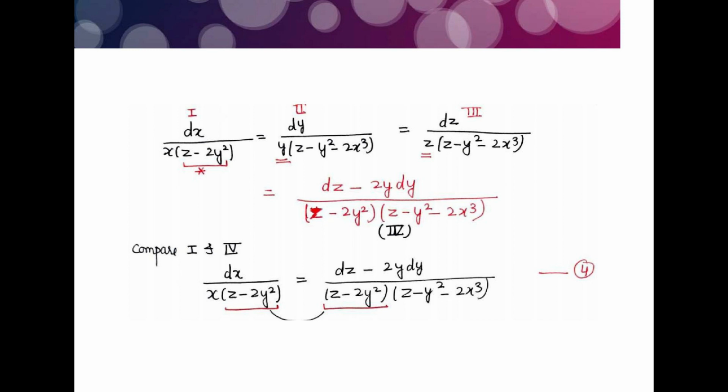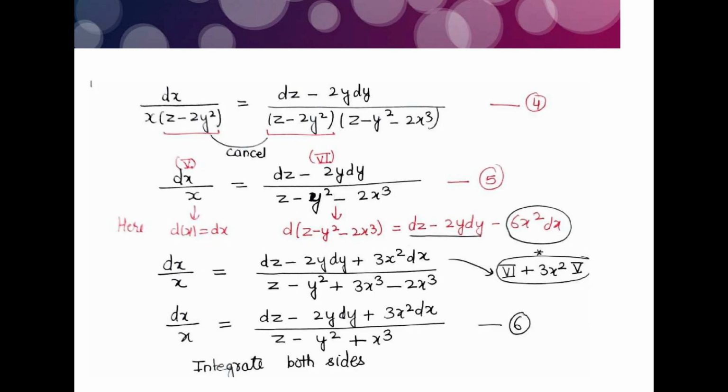Now we compare this first ratio and the fourth ratio. In this one, the part z minus 2y square is common and it is cancelled out. So we have equation number 4 now. I am rewriting equation number 4 here. After cancelling z minus 2y square, we have equation number 5. Now see this equation number 5 carefully.